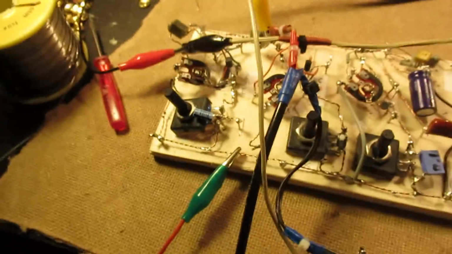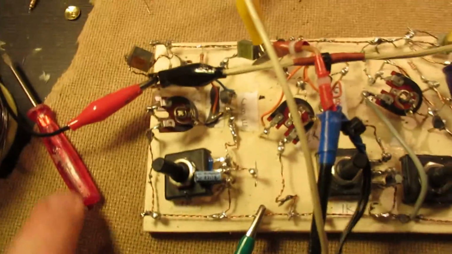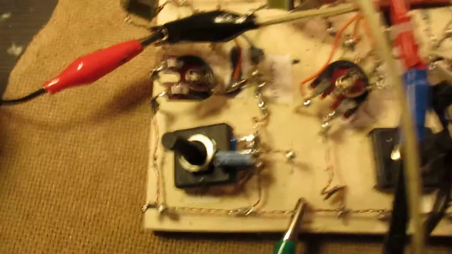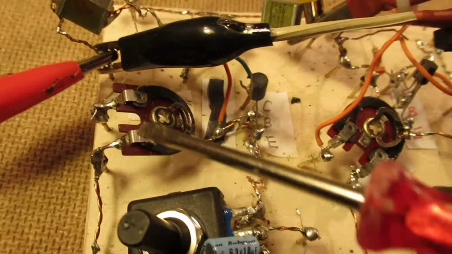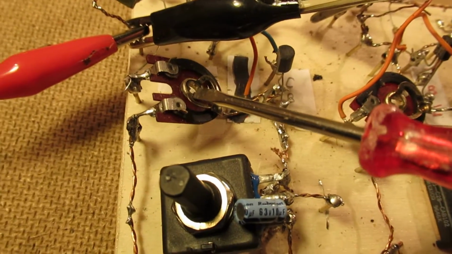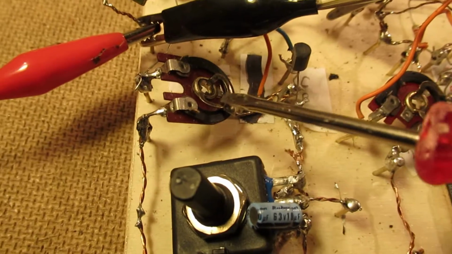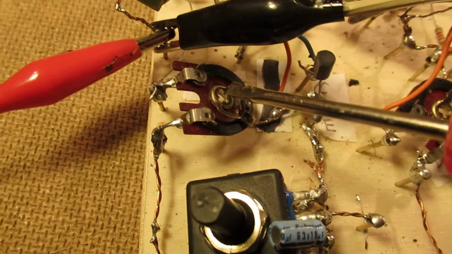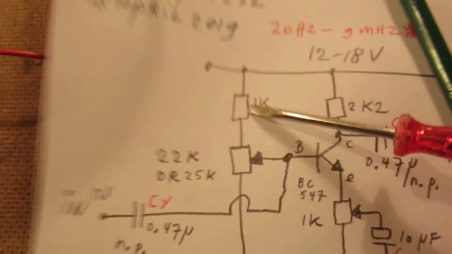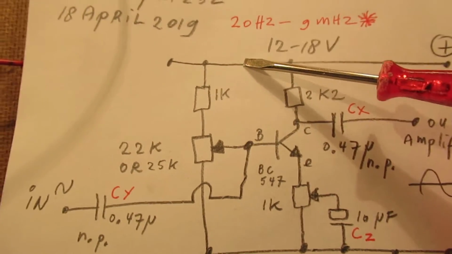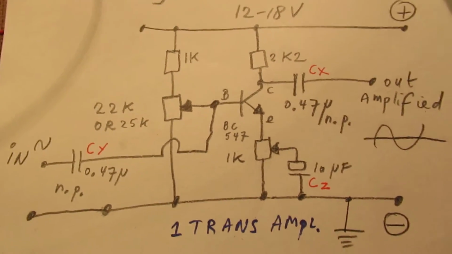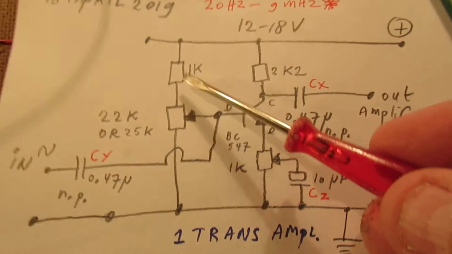So let's see what happens when we change the bias of that transistor. Here is that transistor. This is the potentiometer that sets the bias, 22K or 25K, combined with a series resistor here to prevent the situation that when you turn the wiper to the max, the transistor burns out. So that's a necessary resistor.